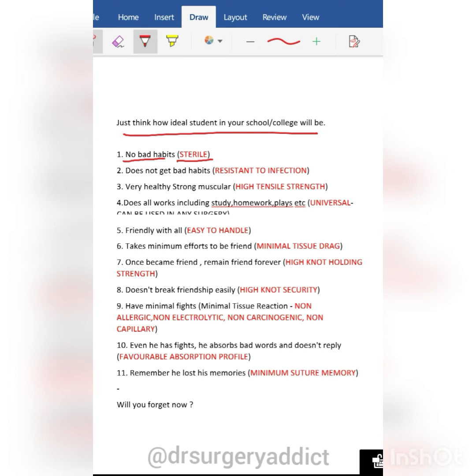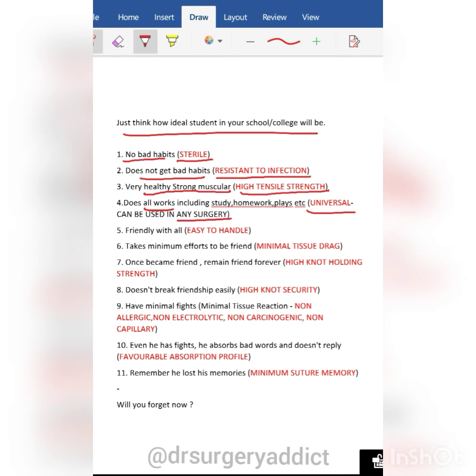An ideal student does not get bad habits either, so it is resistant to infection. Ideal suture is resistant to infection. An ideal student is usually very healthy, strong and muscular. Just like that, ideal suture has high tensile strength. An ideal student does all his work, including study, homework, and he plays. So ideal suture is also like that. It is universal. It can be used in any surgery.